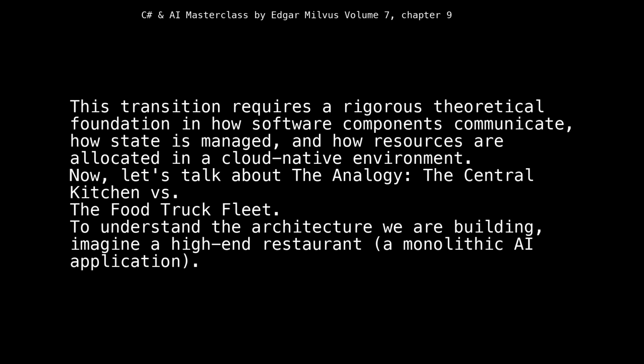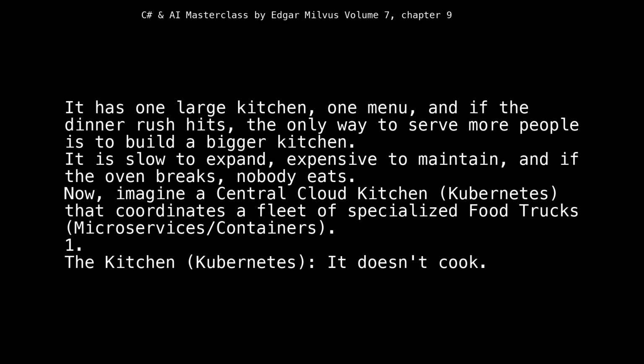This transition requires a rigorous theoretical foundation in how software components communicate, how state is managed, and how resources are allocated in a cloud-native environment. Now, let's talk about the analogy, the central kitchen versus the food truck fleet. To understand the architecture we are building, imagine a high-end restaurant, a monolithic AI application. It has one large kitchen, one menu, and if the dinner rush hits, the only way to serve more people is to build a bigger kitchen. It is slow to expand, expensive to maintain, and if the oven breaks, nobody eats.